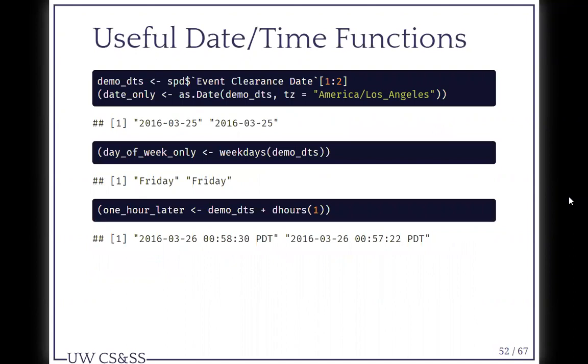A few useful date time functions. So let's say that we want to get just a particular set of date times. We can say as.date, our first couple of rows in our event clearance data. We can then say weekdays, our first couple of rows, and what we'll get are just the days of the week. It knows. I find that to be so cool. I'm sure it's not cool for the computer. It's like every day, but I think it's really neat.